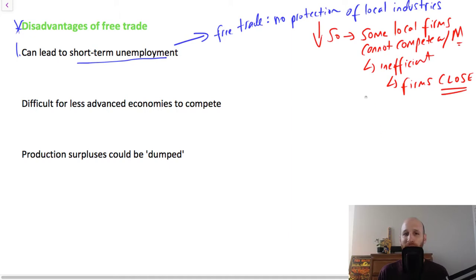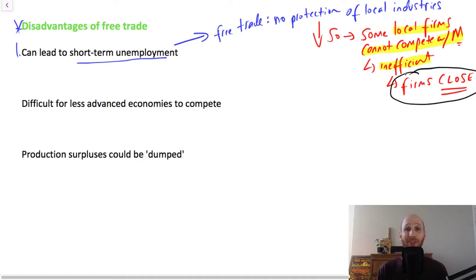So what happens then is if there's no protection of local industries, some local firms cannot compete with those imports coming from overseas. They just can't do it because they are inefficient. They waste resources. They don't produce at the lowest cost. And then unfortunately, as a result, some firms might have to close down.